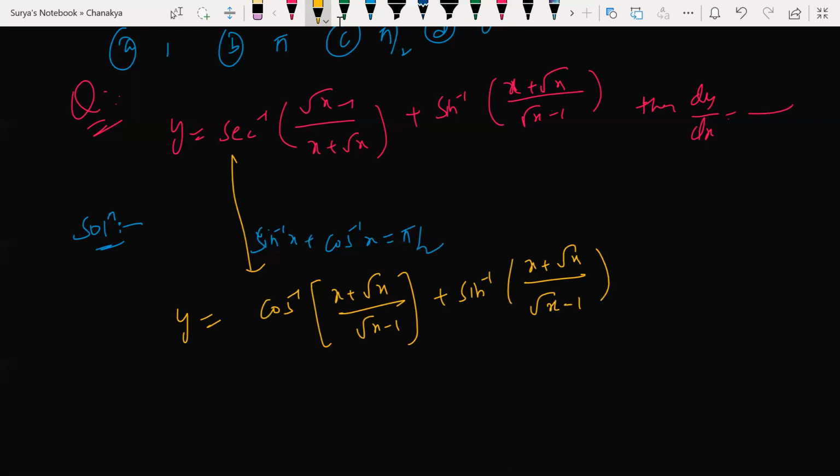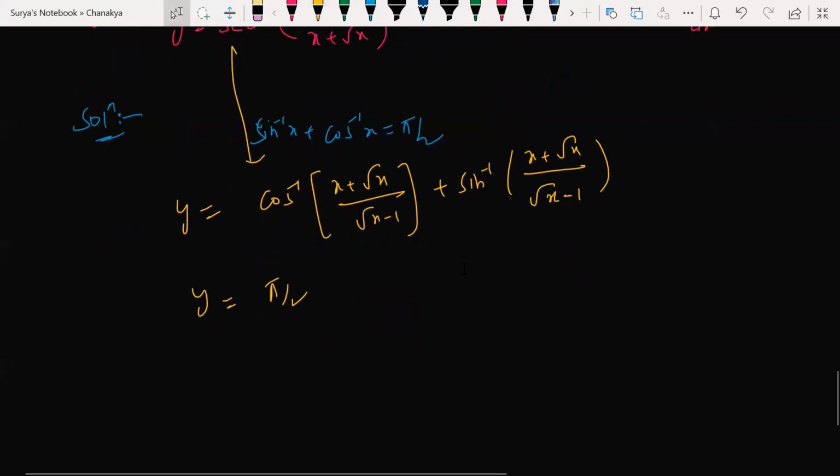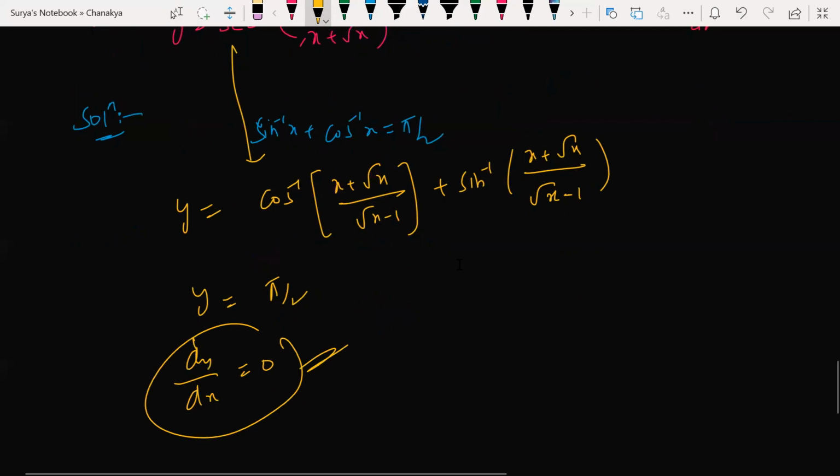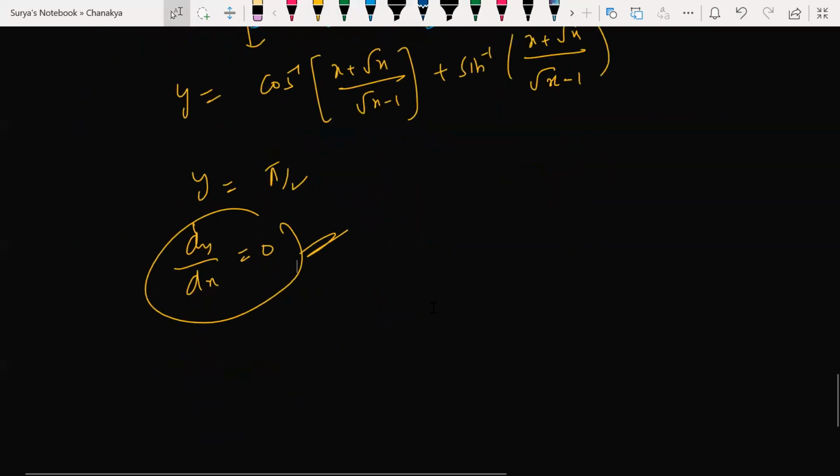Okay. So answer is what now? This is 5 by 2. 5 by 2 or not? For any angle, cos inverse of any angle plus sin inverse of the same angle is always going to be what? 5 by 2. So dy by dx is what now? 0. Differentiation of 5 by 2 is what? 0 or not? Getting my point, Adesha? Yes, sir.